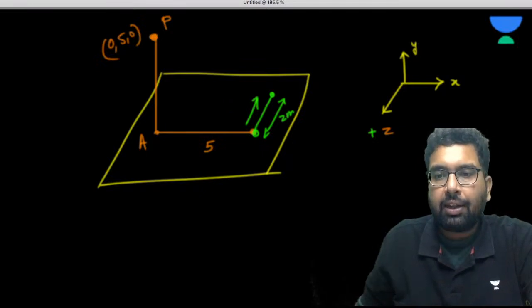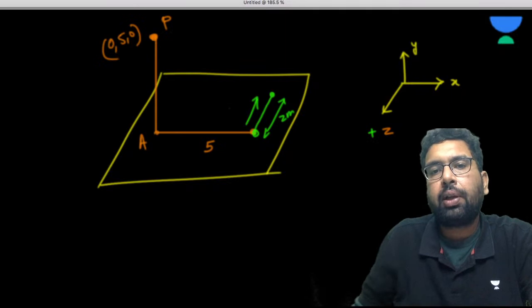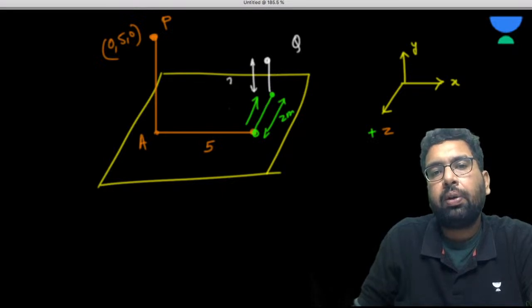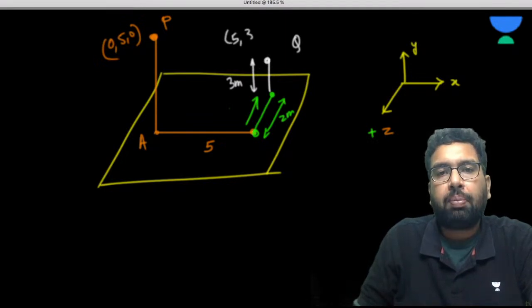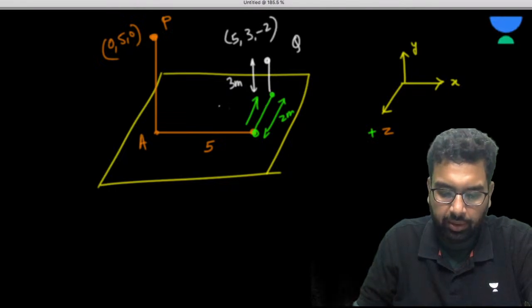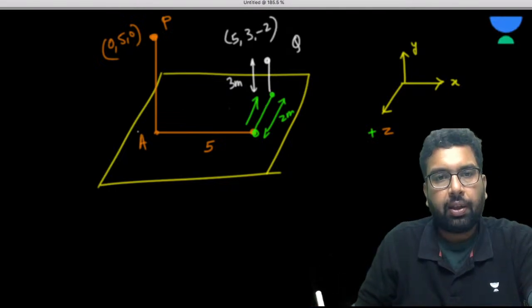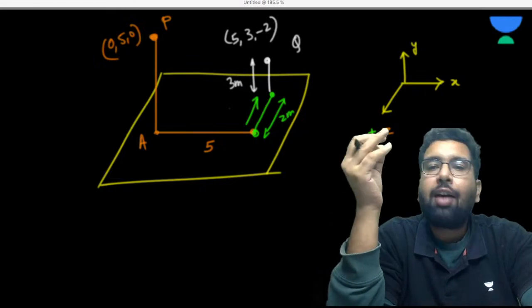Right? And then you have installed a pole here. Okay. And let's suppose this is Q. So this is going to be 3 meters. This is going to be 3 meters. Right. So this will become 5, 3 and minus 2. Right. Understood? No doubt.